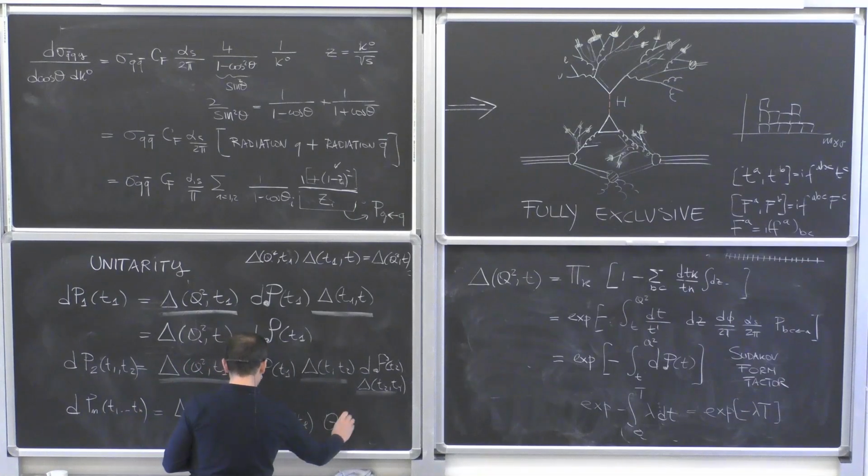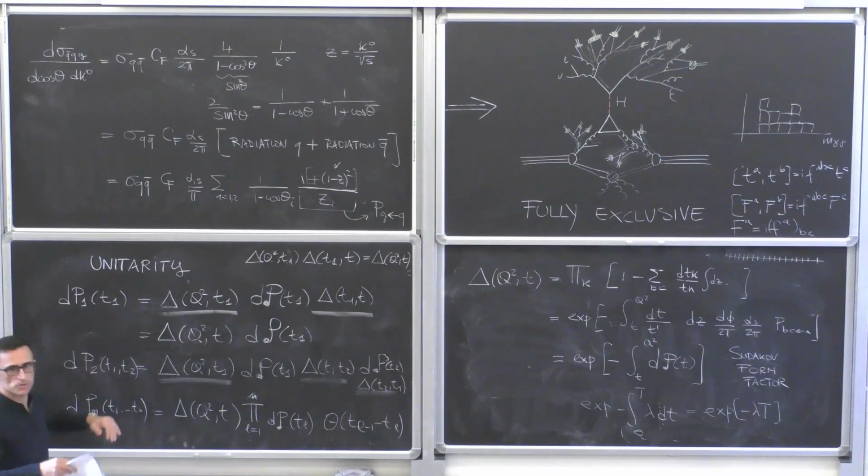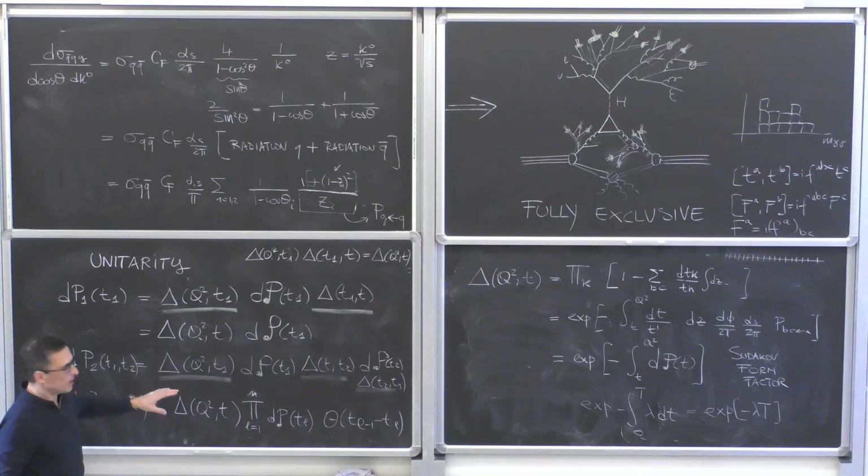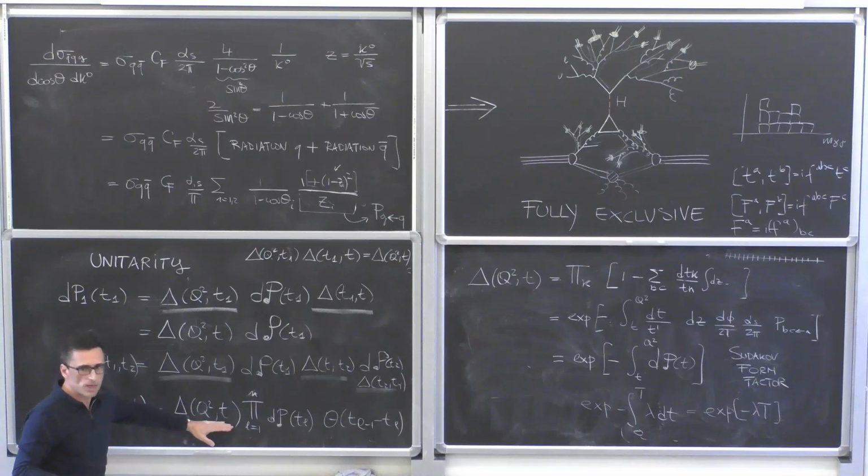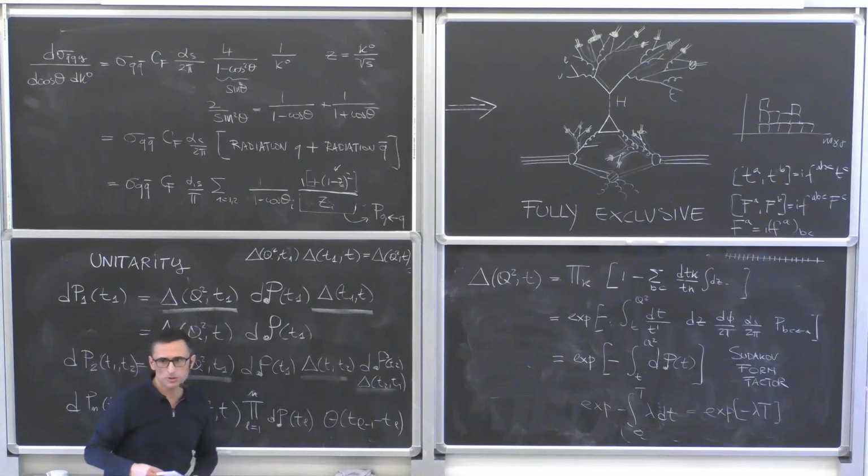TL, and then you have an ordering. Right, use the theta function to say that they are ordered one after the other. But the nice thing is that they all have the same structure: no emission from the beginning to the end, times all these single emissions ordered in time.